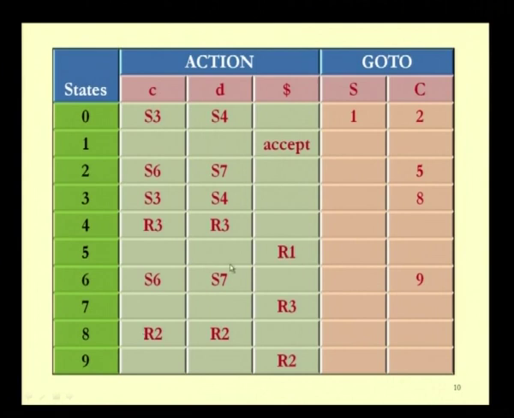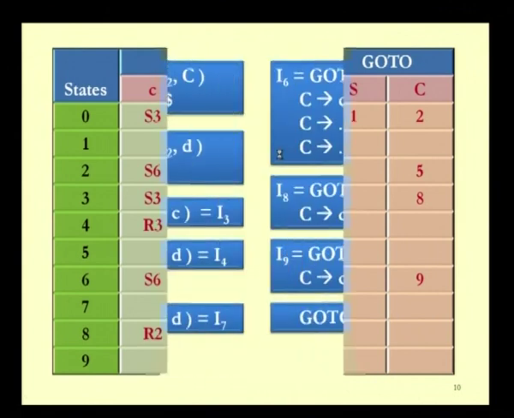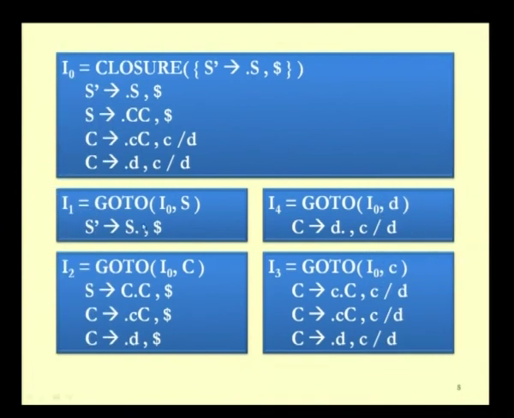The only item which is remaining to be filled in the action component is accept. What the rule says is, if S dash derives S dot comma dollar is available in the state number I, then I comma dollar is going to be accept. We find that S dash derives S dot comma dollar is in the state number 1.